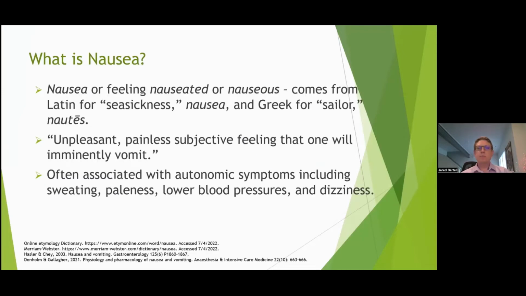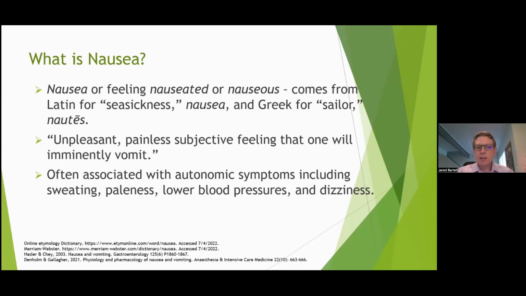All right. So I'm not going to pretend to know Latin or Greek, so I won't try to mispronounce these words, but nausea, or feeling nauseated, feeling nauseous, comes originally from the Latin for seasickness, which I read derived originally from the Greek for sailor. And so the term has always been kind of tied into this feeling of movement and nausea, just feeling sick to your stomach, essentially. And we can relate to that now too.